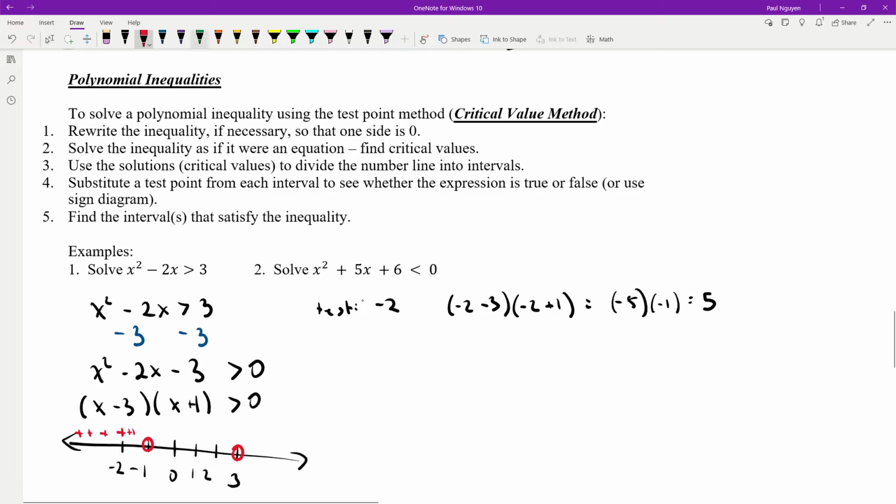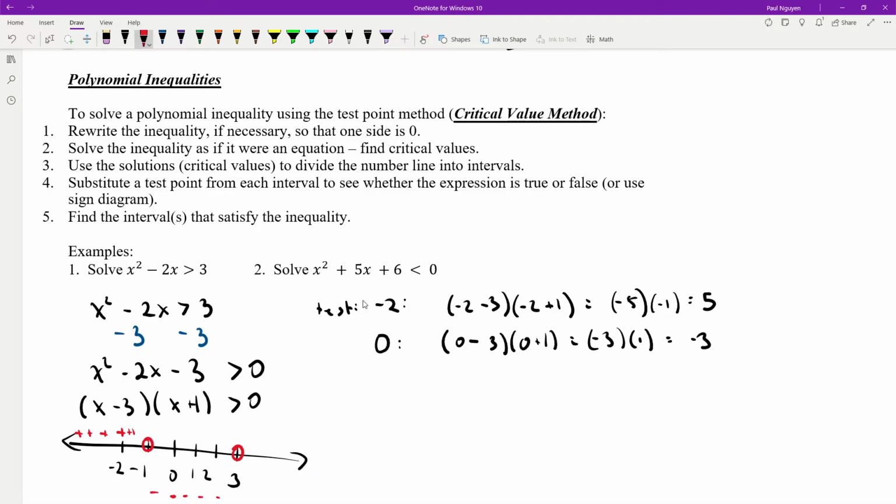Then I'll test a point in the middle region. I always like to pick 0 if it's possible, and 0 is in the middle region. So here I'm going to get 0 minus 3, and then 0 plus 1, which is -3 times +1, which is -3. So I know it's negative at 0, and so I'll know it's negative in every one of these points in between -1 and 3.